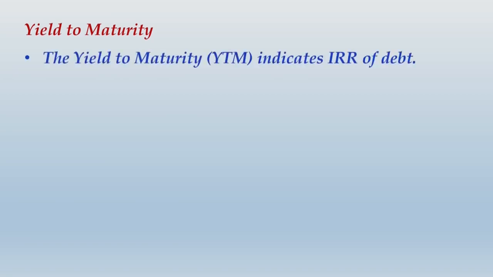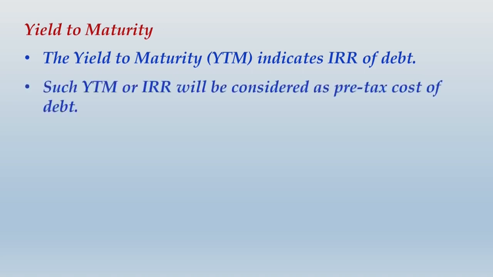So let us move ahead and talk about yield to maturity. Basically, yield to maturity is nothing but IRR, that is internal rate of return. So the yield to maturity or YTM indicates the IRR of the debt, because the investor who is the debenture holder has invested in this debt instrument. Whatever be the internal rate of return for that debenture holder will actually become the cost of debt for the company. But the rate of return of that investor will be a pre-tax rate. So the YTM, which represents the IRR of the debt, will also be a pre-tax cost of debt.